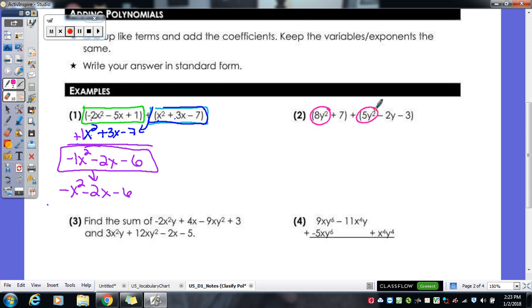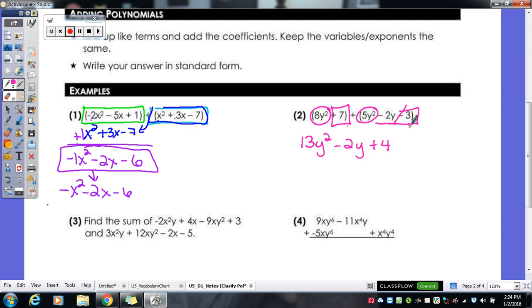is they go ahead and they circle the first one, find all of your y squares, and you circle them, and then you add them. So 8y squared plus 5y squared will give us 13y squared. So then the next term should be your y's, but we only have one of them. You got that negative 2y there, so that's going to stay as negative 2y. And then 7 minus 3 would give us a plus 4.